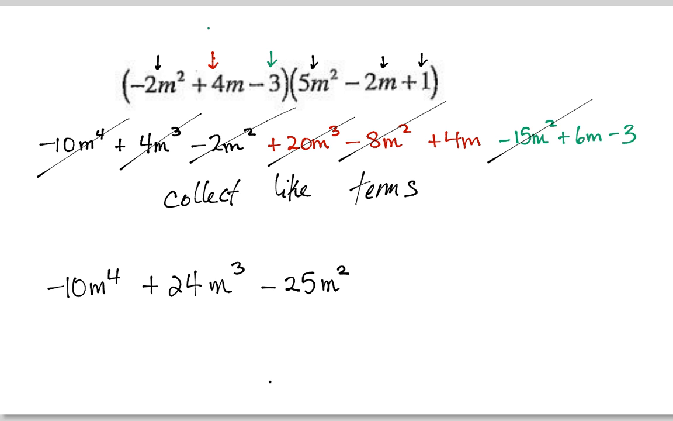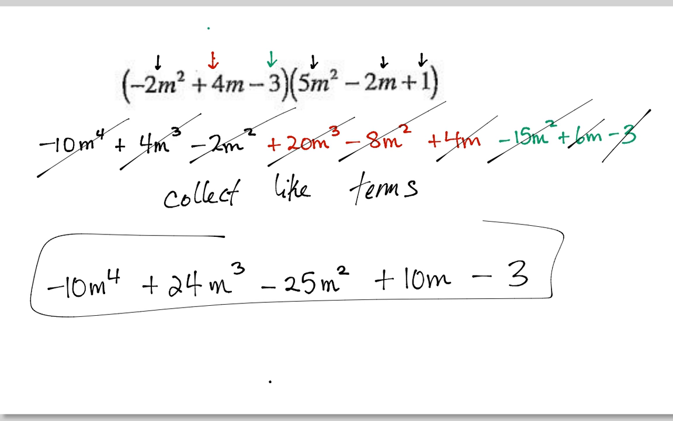And now I just have the m's. 4 and a 6 make 10 of them. And then the very last is a constant, so final answer.